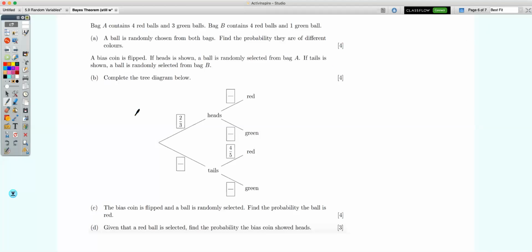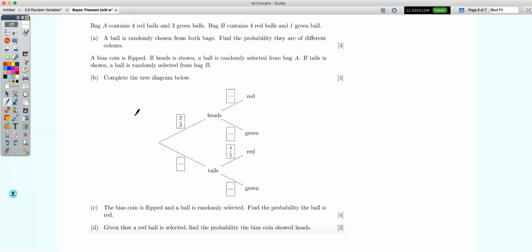It says bag A contains 4 red balls and 3 green balls. Bag B contains 4 red balls and 1 green ball. A ball is randomly chosen from both bags. Find the probability that they are different colors. Now this is not Bayes' theorem. This is basic probability. As you can see, this is an A, B, C, D problem, so Bayes' theorem is going to come towards the end.